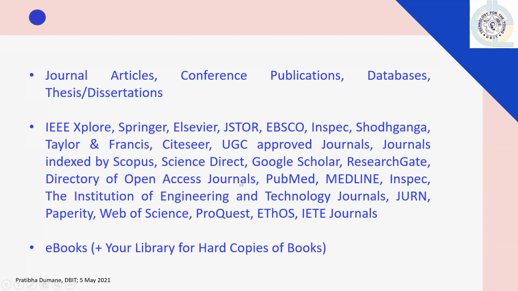Journals indexed by Scopus, Science Direct, Google Scholar, ResearchGate, DOAJ, that's the Directory of Open Access Journals, PubMed, Medline, the Institution of Engineering and Technology Journals, JURN, Paperity, Web of Science, ProQuest, Ethos, IET journals, and of course, many ebooks are available on the internet, plus our institute library for hard copies of books and journals that we have subscribed to.